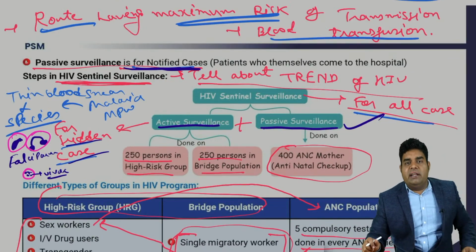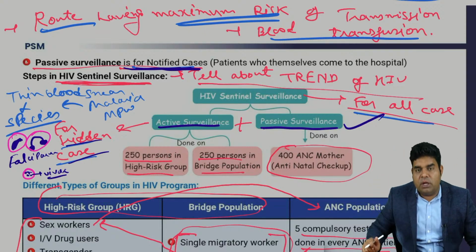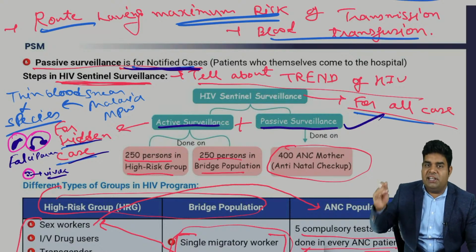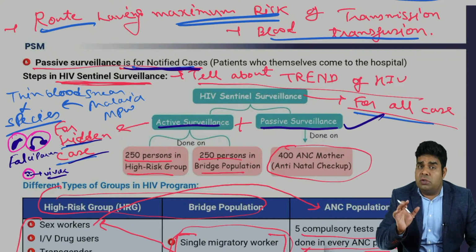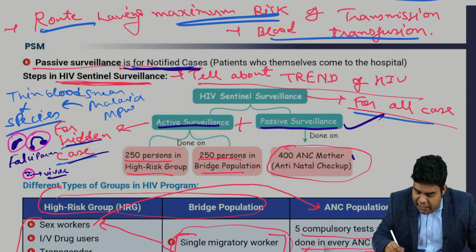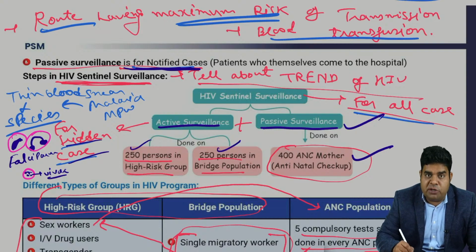And why are we doing sentinel surveillance? To know whether HIV is increasing or decreasing in any area. Let's say in Bihar, I want to know whether HIV is decreasing or not. So what will I do? Every year, I will test 400 ANC mothers, 250 high risk group people, 250 bridge population people.